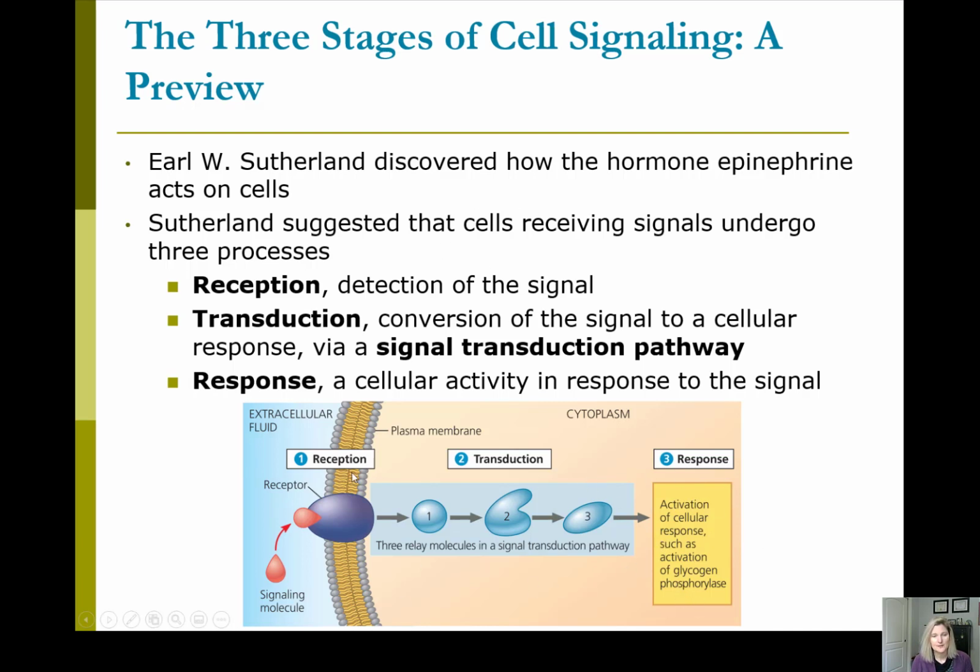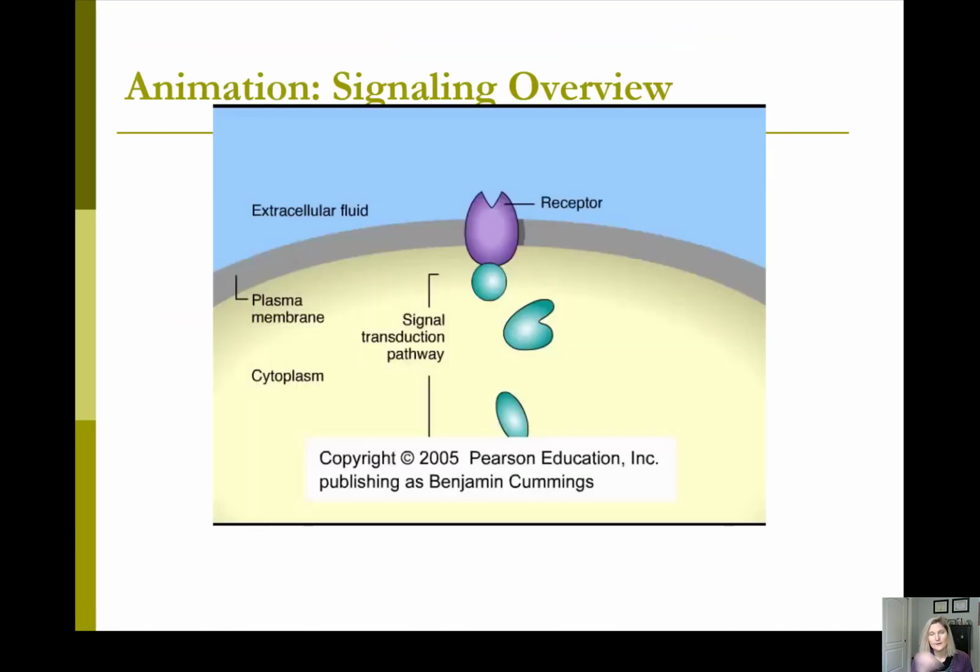With epinephrine, we have that signaling molecule, which in this case is the hormone epinephrine, and that's going to cause transduction. It's going to cause a series of reactions to occur inside the cell, such as the activation of glycogen phosphorylase. That will be the end response. So let's watch an example of the different stages of this signaling.